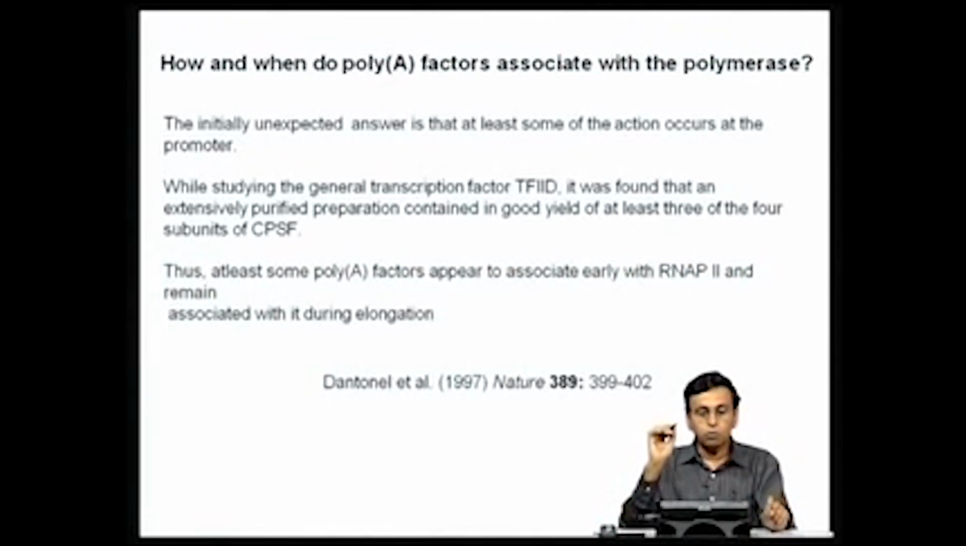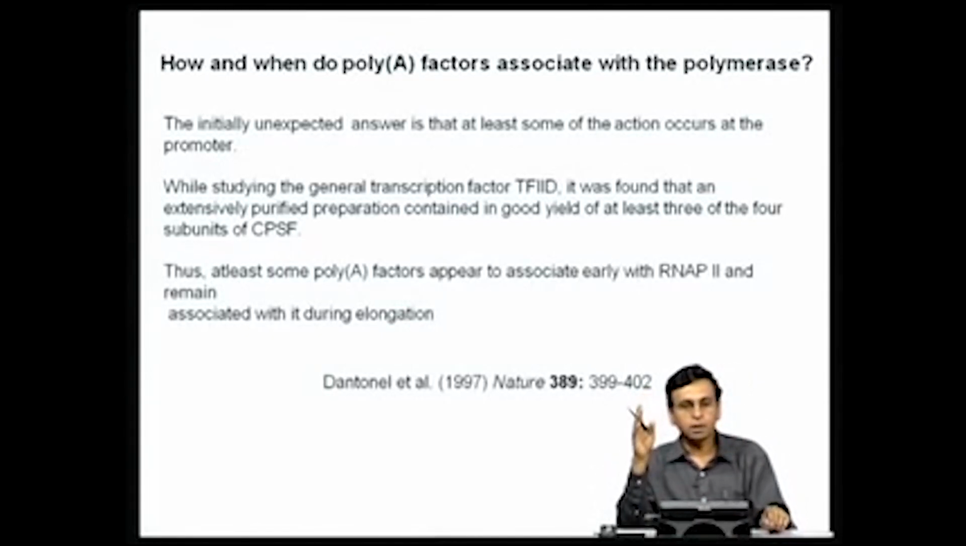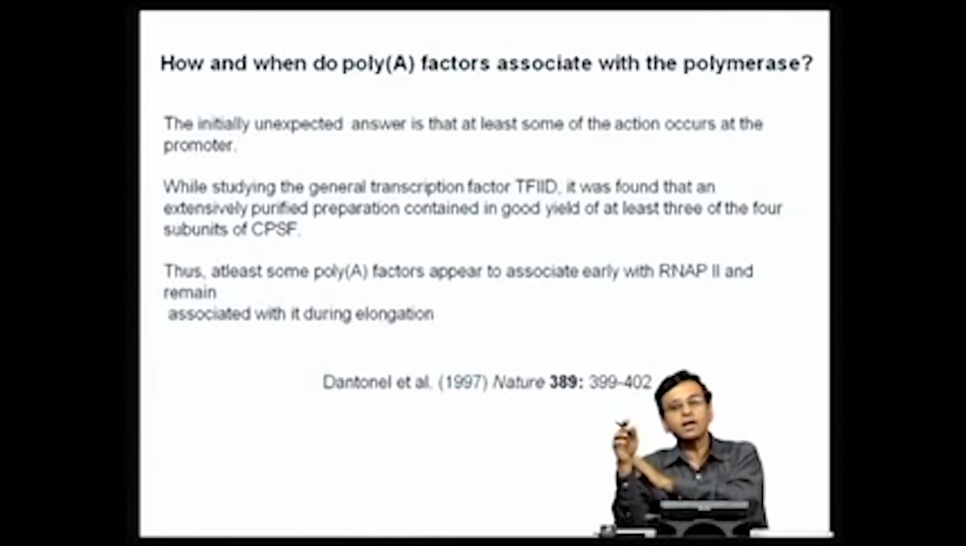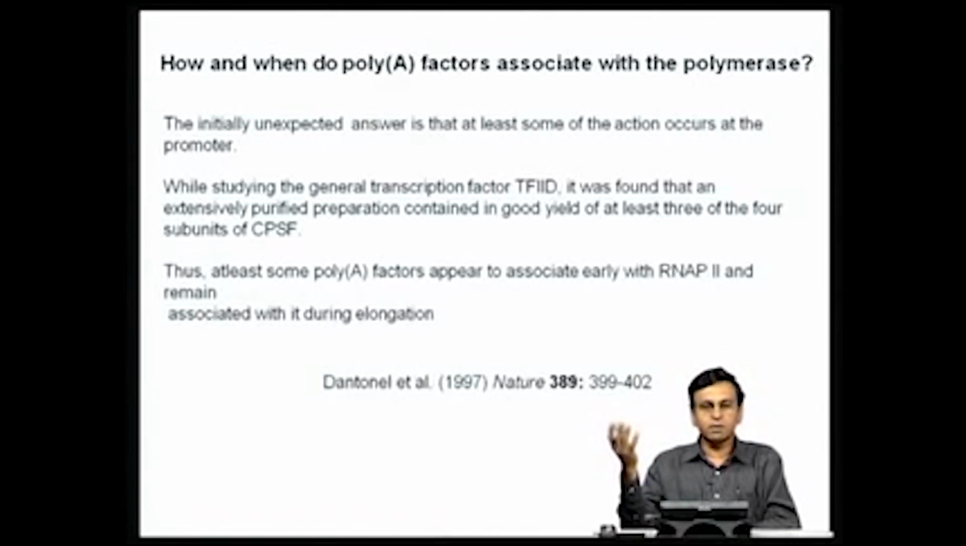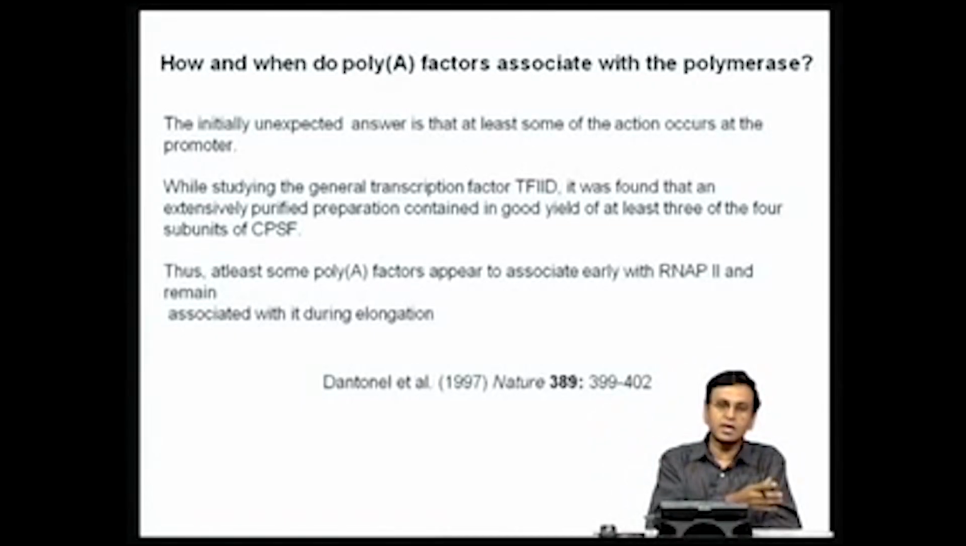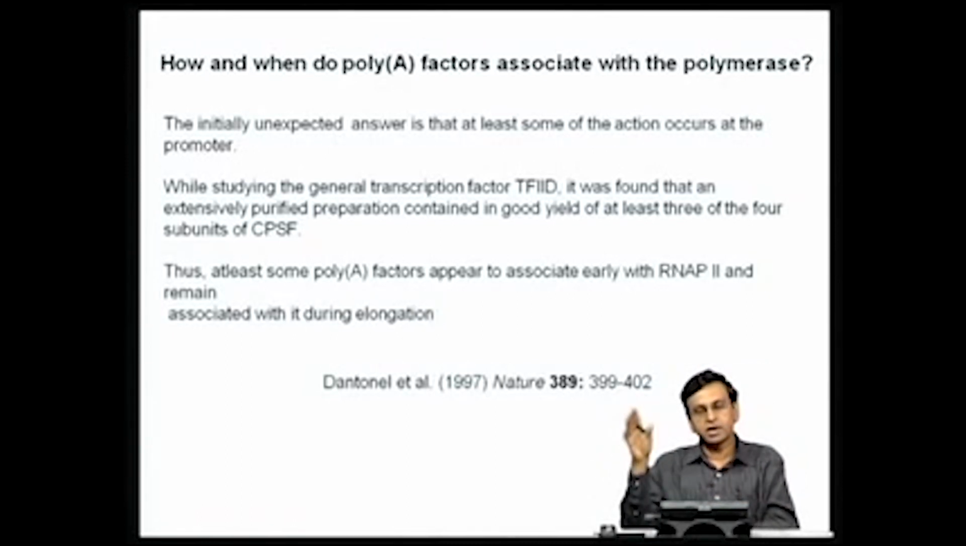Now how and when do poly A factors associate with the RNA polymerase? People thought, as you can see, that polyadenylation is almost the last step in messenger RNA synthesis, because once the RNA is made, then it gets capped, then it gets spliced, and finally the RNA gets cleaved and the poly A tail is added. So people thought proteins involved in polyadenylation probably have nothing to do with RNA polymerase, and even if they interact with RNA polymerase, it must be happening towards the fag end of the transcription process.